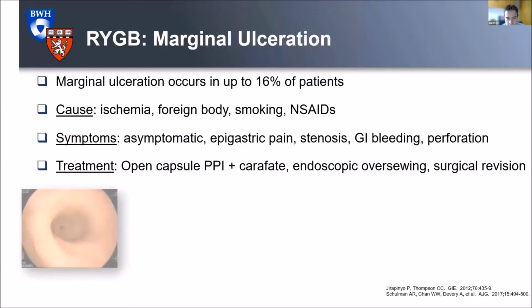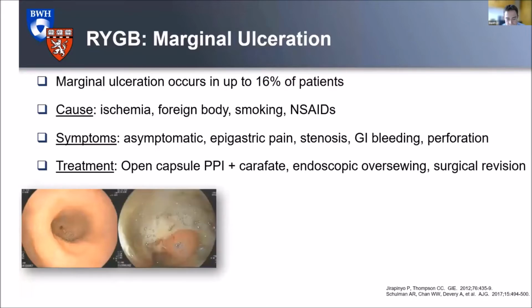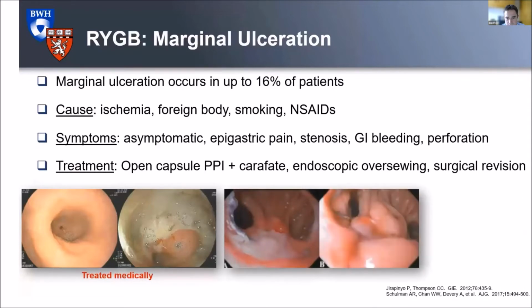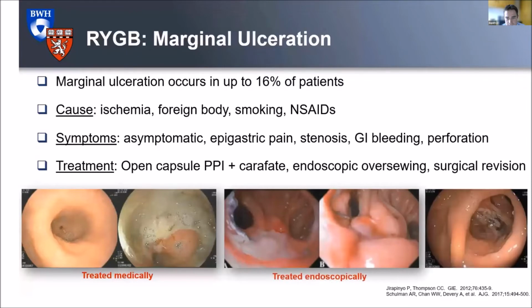For example, this patient of mine presented with GJA stenosis. When I traversed the stenosis, I saw a hemicircumferential ulcer, which was treated successfully with open capsule PPI and Carafate. For a recalcitrant marginal ulcer, you may consider oversewing endoscopically. However, if the ulcers are more spread out, like this one on the right, surgical revision should be considered.